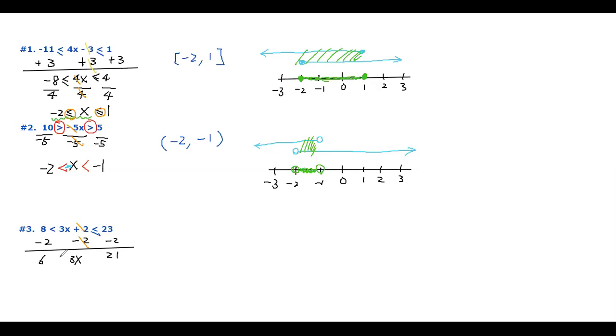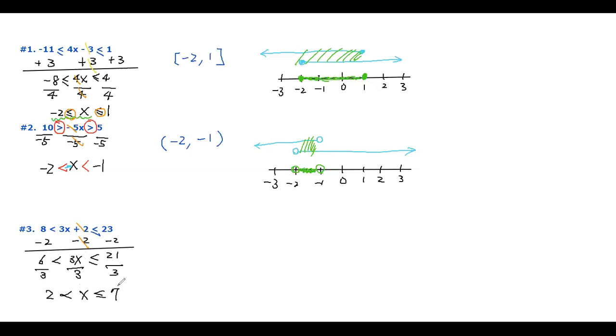Well, here I'm keeping it. Why? Because I'm adding a -2. Addition and subtraction do not change the inequality sign. The only thing that changes it is multiplying or dividing by a negative, right? So here I'm adding a -2, so it doesn't matter. Now in order to solve for x, I divide by 3. So I get x is greater than 2 and less than or equal to 7, right?